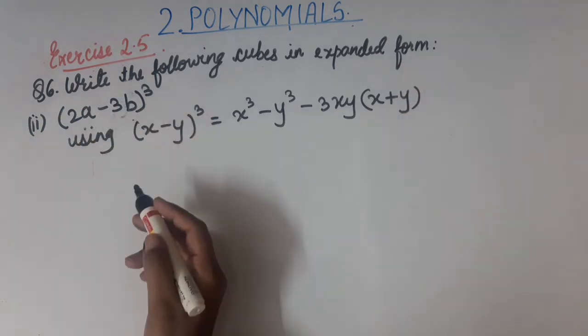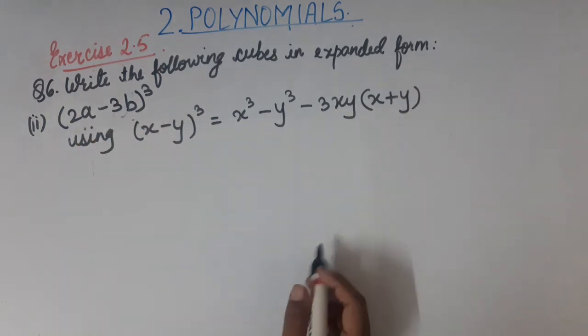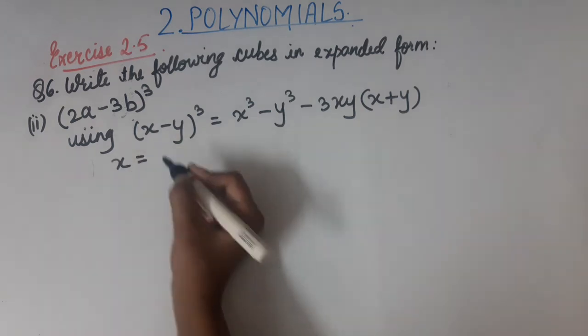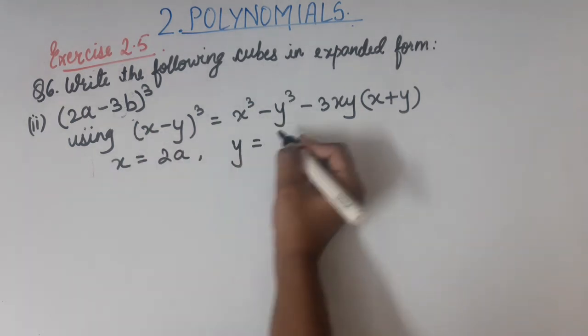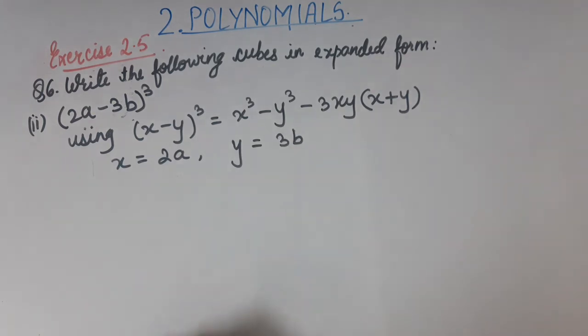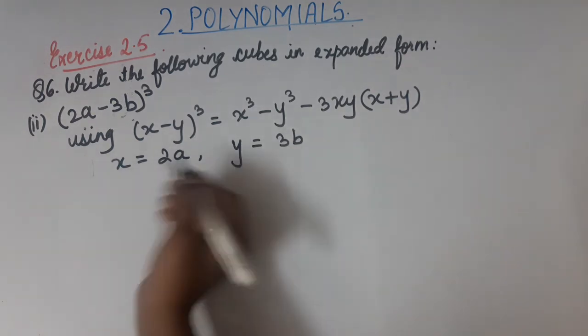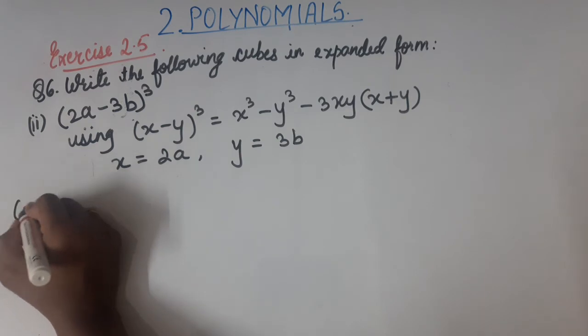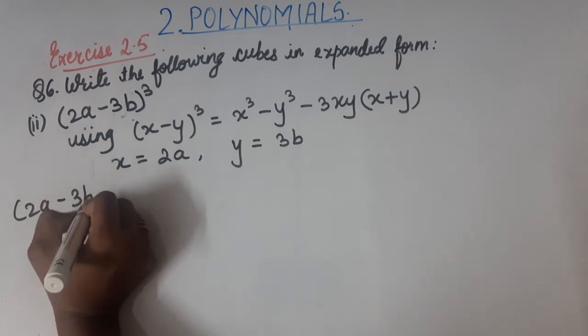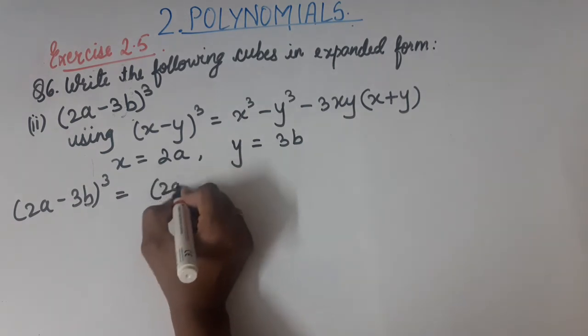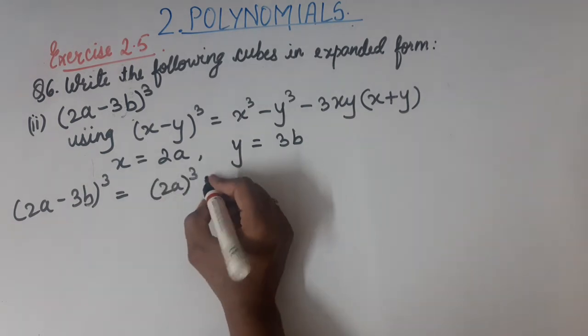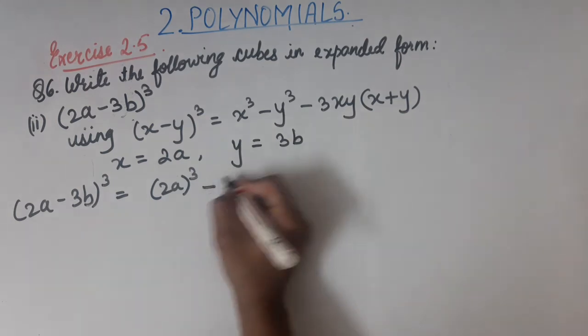Since the question is in a and b, we will write the identity in x and y so that we can compare and get the values. You will have x is 2a and y is 3b. Now put the values in the formula. You will have (2a − 3b) whole cube equal to x cube minus y cube.